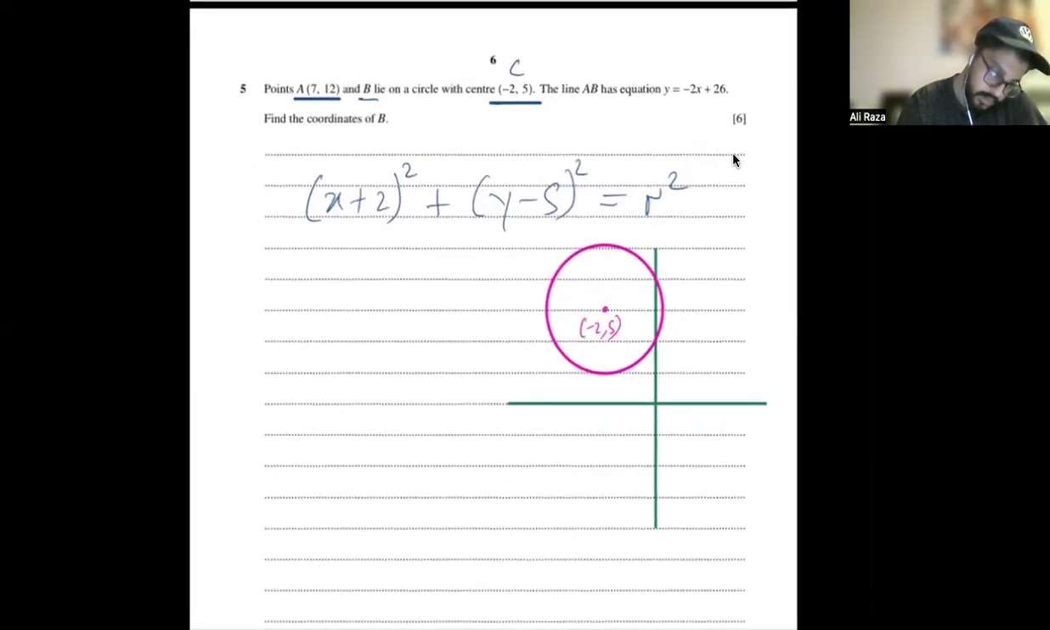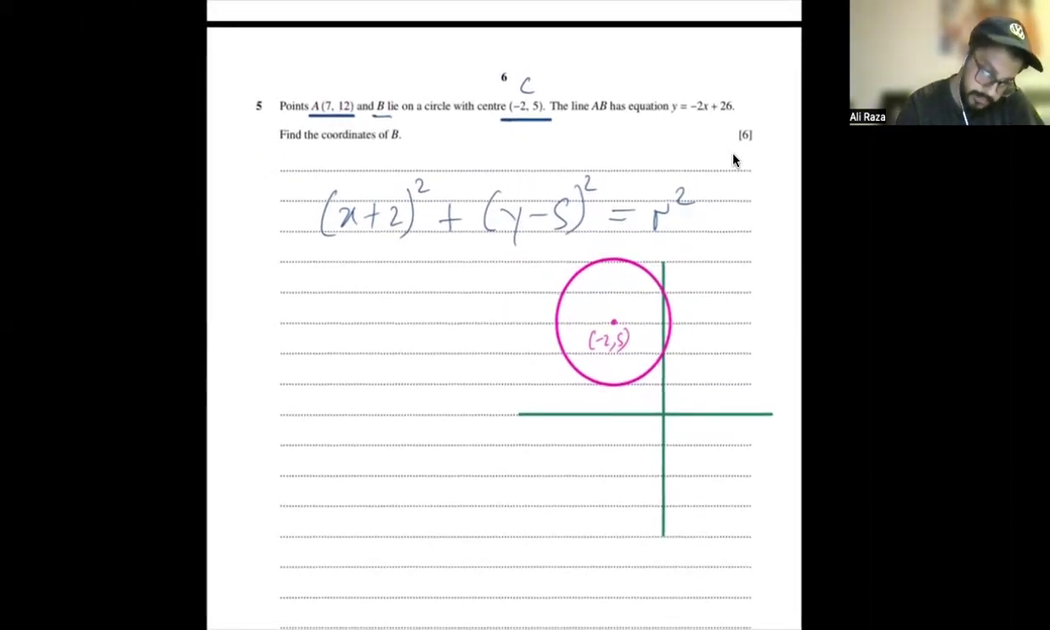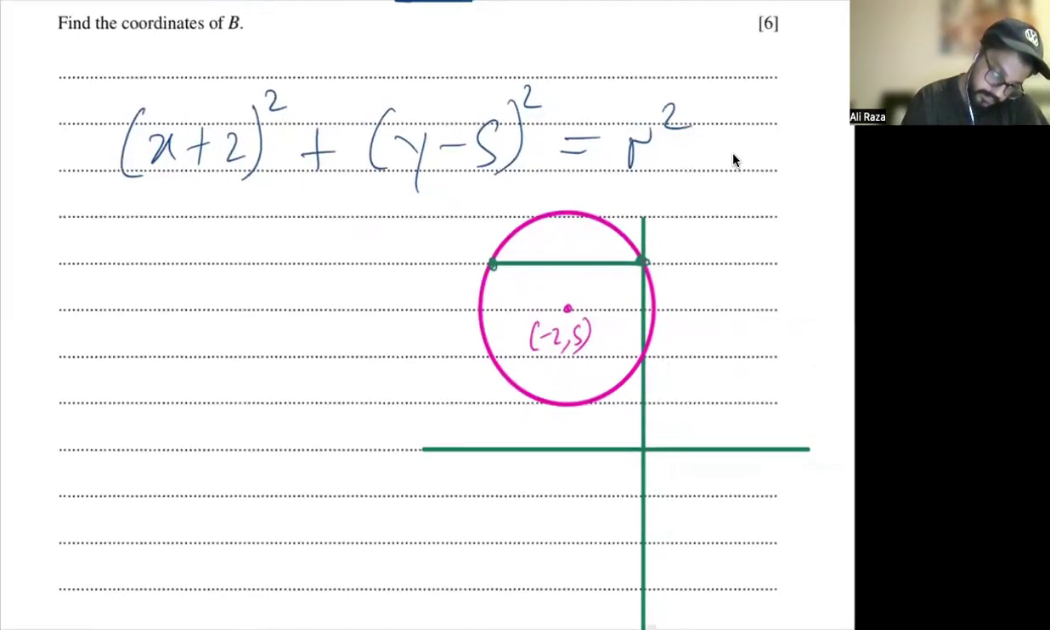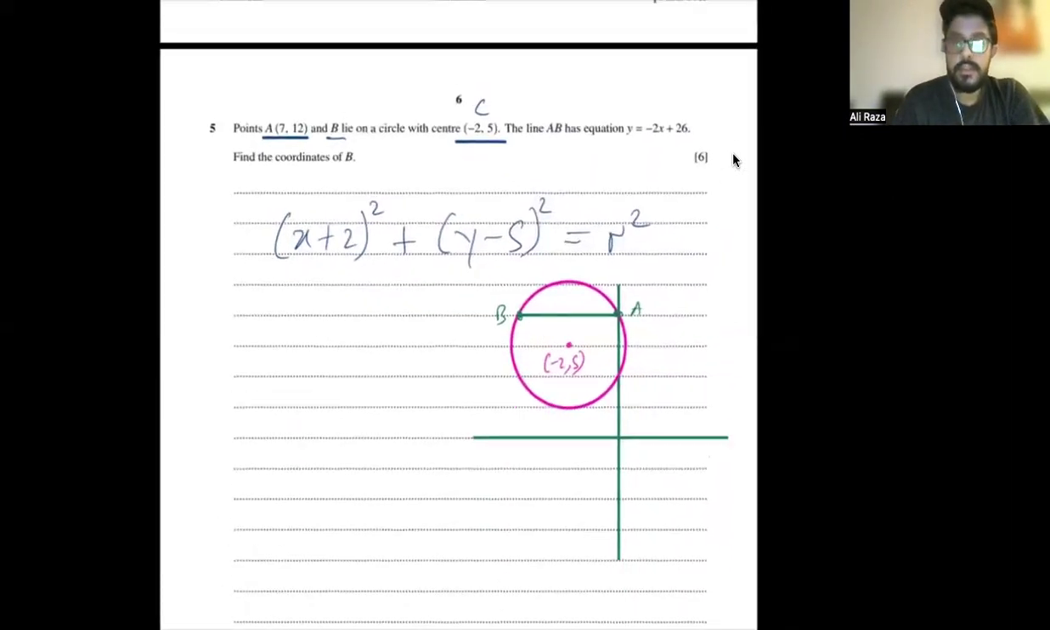Let's suppose that this is our circle with the center minus 2 and 5. The points A and B, let's assume they lie in these 2 points. If I equate this equation with the equation of the circle, I should be able to find the coordinate B, right? But for that, I'll need to find the radius of the circle.